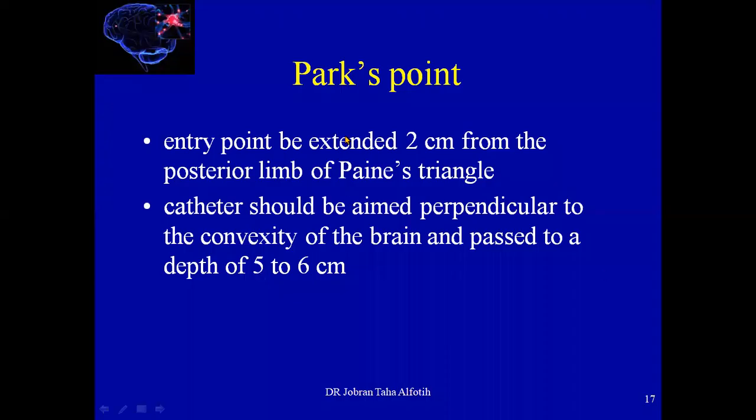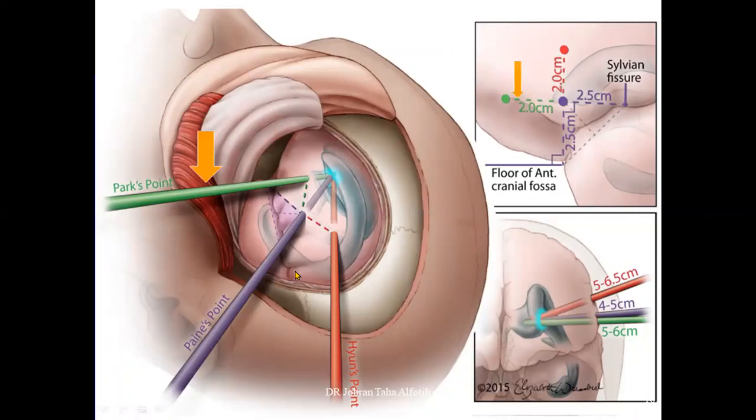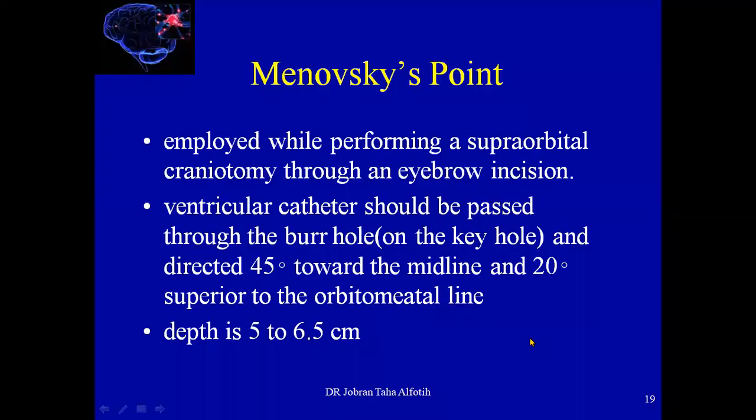Another modified point is called Park's point, and it extends from the posterior limb of the Payne's triangle, and the catheter should be perpendicular to the convexity of the brain and pass 5 to 6 centimeter. Here is the Park's point, as we see here, extending from the posterior limb, this is the anterior limb, from the posterior limb 2 centimeter, and as we say it is 5 to 6 centimeter perpendicular on the convexity of the brain.